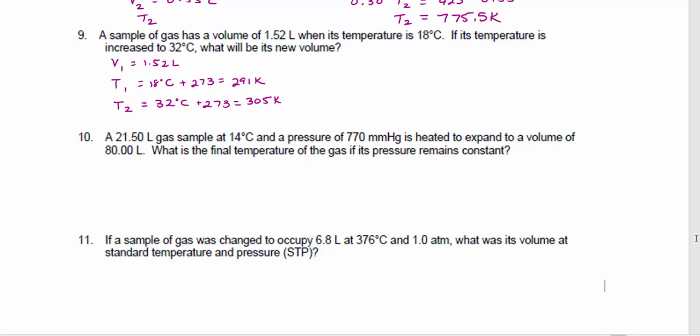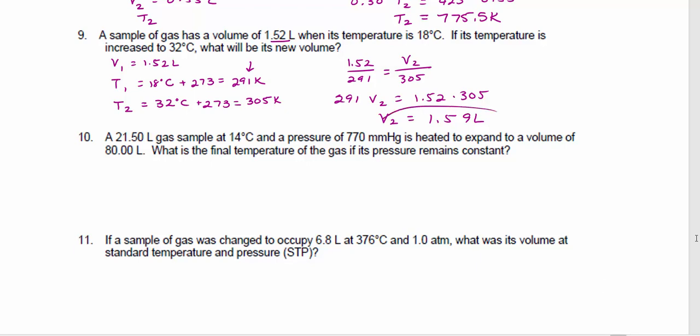Well, let's fill in our equation. So 1.52 over 291, that's V1 over T1, is equal to V2, which I'm looking for, over T2, which is 305. So 291 V2 equals 1.52 times 305. So to do the arithmetic, it's 1.52 times 305 divided by 291. You should get a volume then of 1.59 liters. Now let's double check. We had 3 sig figs here. We used 3 sig figs in our temperature when we did our calculation. So 3 sig figs for our volume.